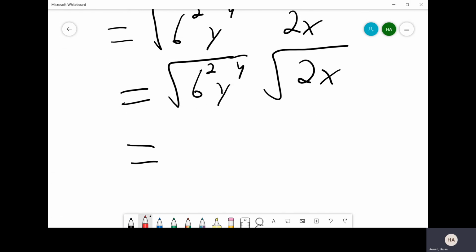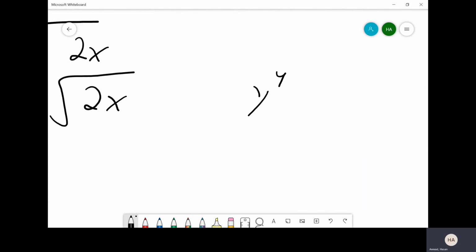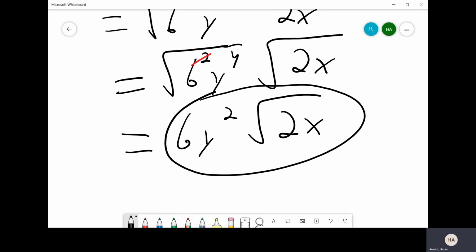So what happens? Well, we know that when we take the square root of 6 squared, the squares are going to cancel, right? And when we take the square root of y to the 4th, again, what you're thinking of is two numbers that multiply together to give you y to the 4th, right? So if I'm thinking of two numbers that multiply together to give me y to the 4th, this is really the same thing as y squared times y squared, right? So our answer when we take the square root of y to the 4th is y squared. So we do this and we get 6y squared times the square root of 2x, and that is our final solution. That's it.